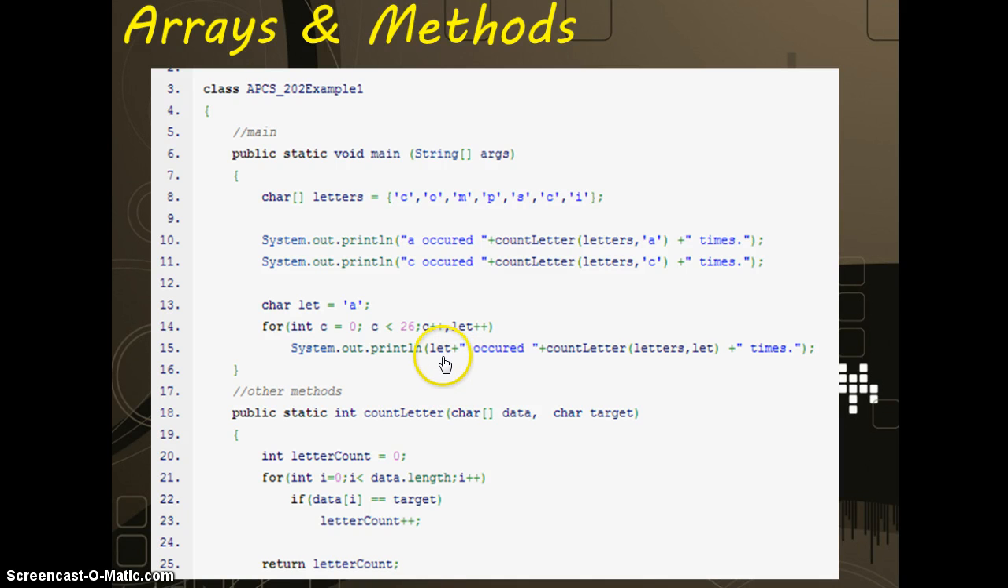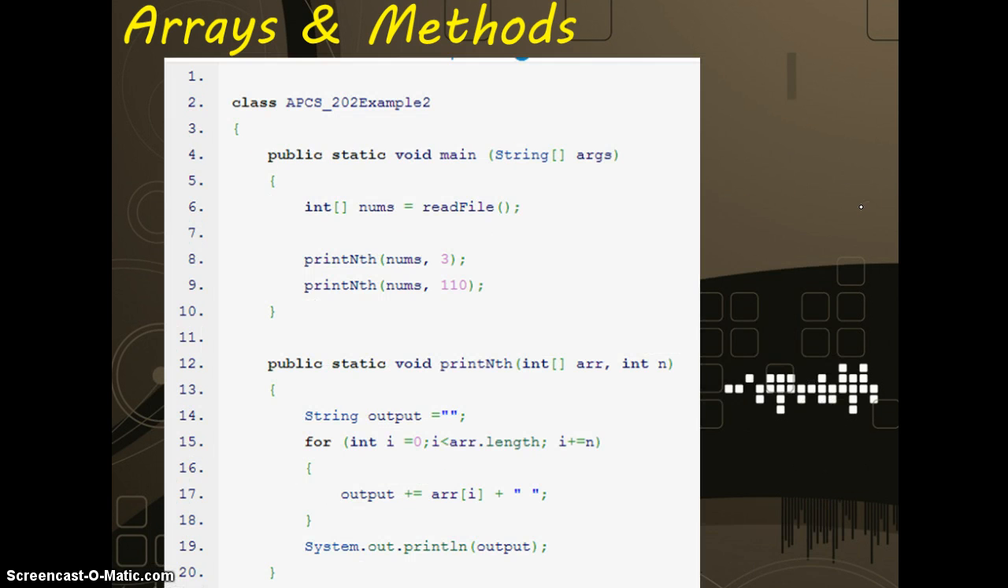So I'm going to say whatever letter, in this case A, I'm going to say it occurred, count letters, I'm going to pass it the array and the letter, so it'll do a tally, and then times. To try and do this without a method would be really, really cumbersome, to be able to try and pull it off with all the variables swimming around. So this method really allows me to replicate the same thing many times.